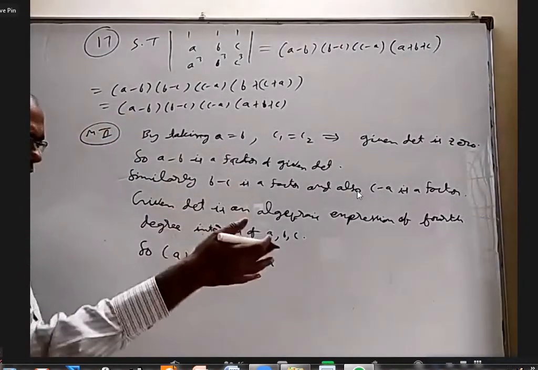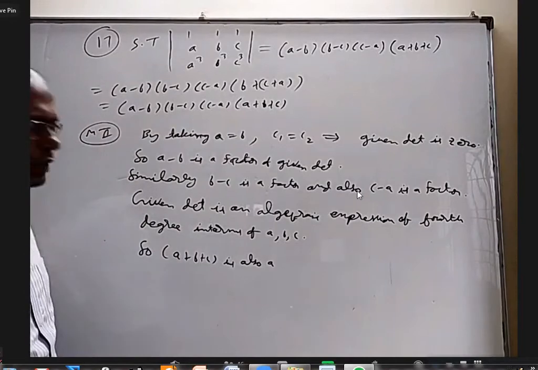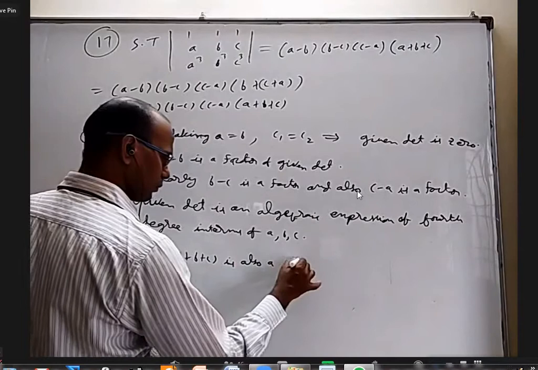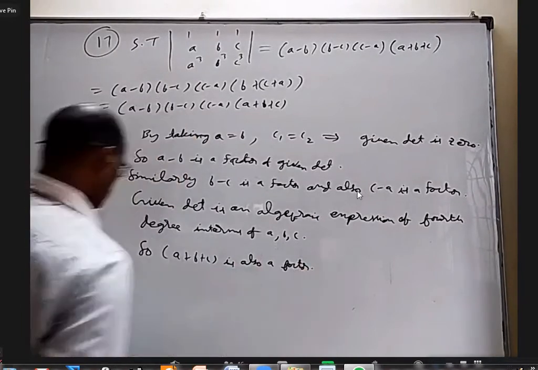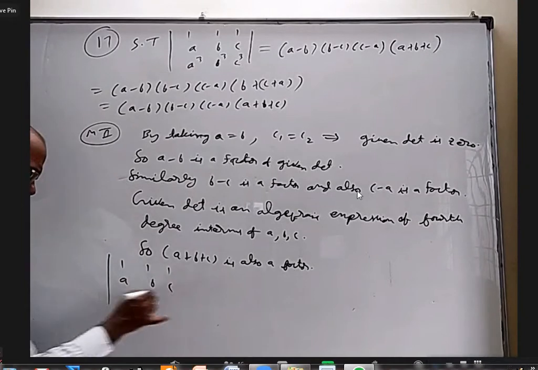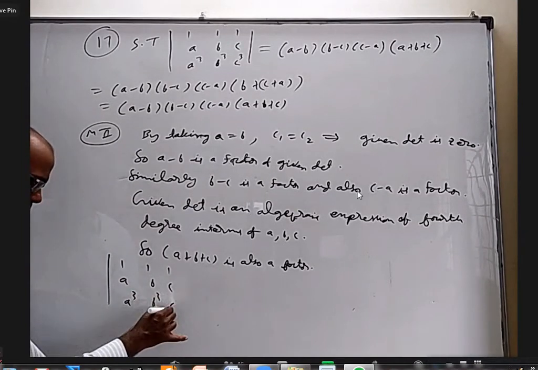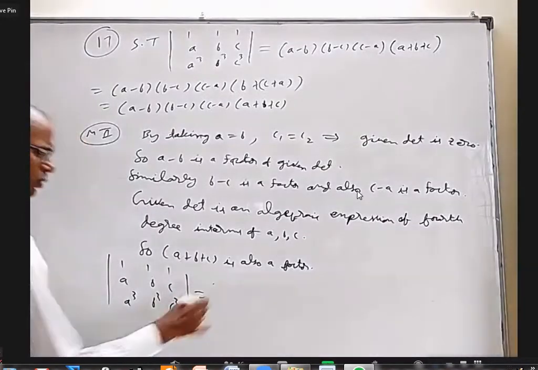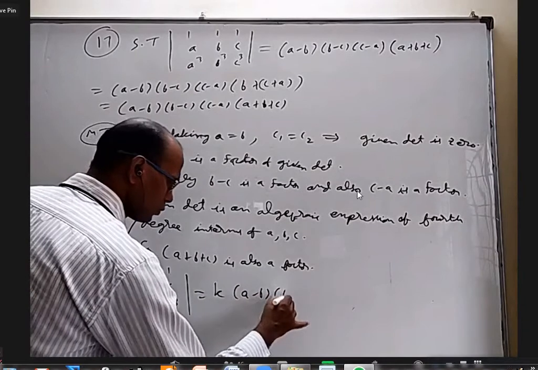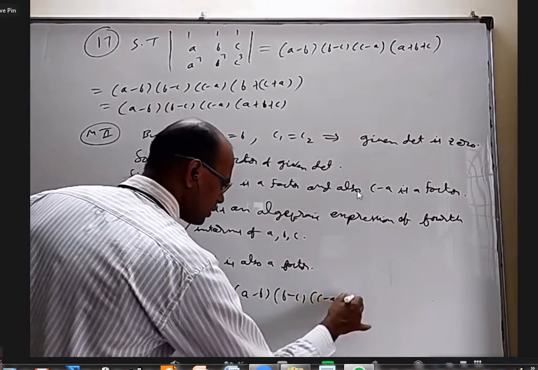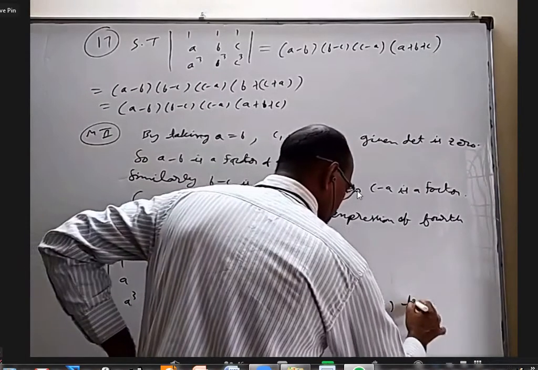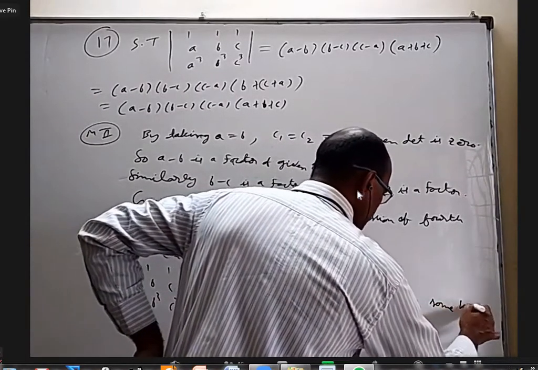Because already 3rd degree came, we want 1 more degree where A, B, C are equally present. I'm not writing all the reasons. A plus B plus C is also a factor. So I can say now the determinant 1, 1, 1, A, B, C, A cube, B cube, C cube is equal to K into A minus B into B minus C into C minus A into A plus B plus C, for some K belongs to R.